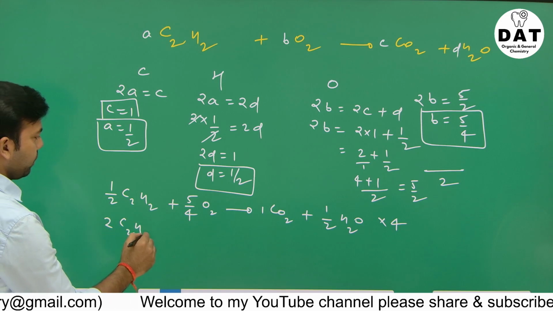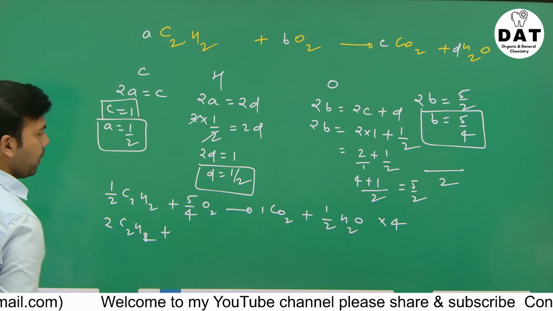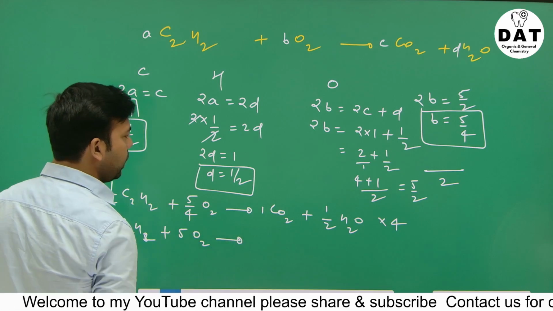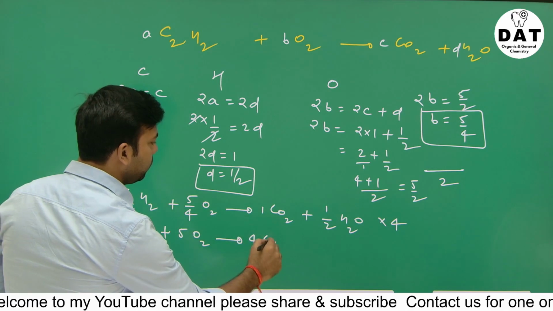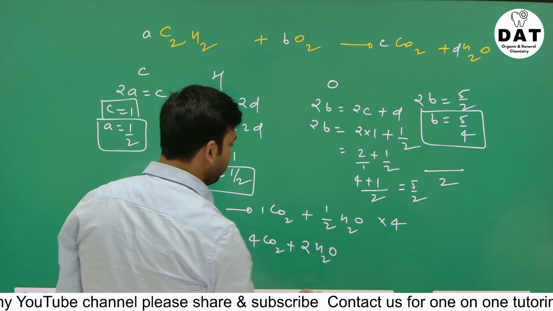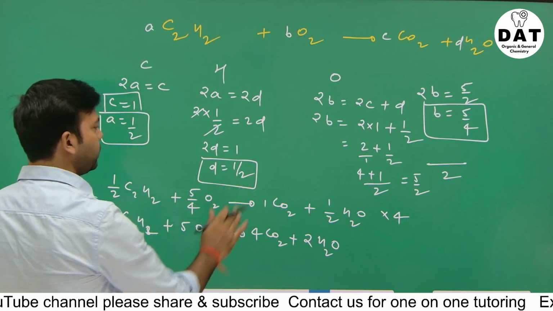2C2H2 plus 5O2 and 4CO2 and 2H2O. So let me check this.